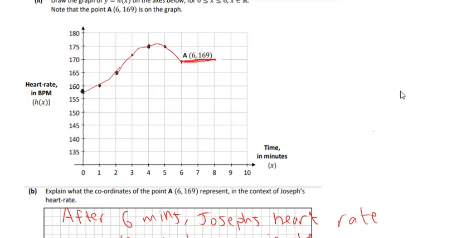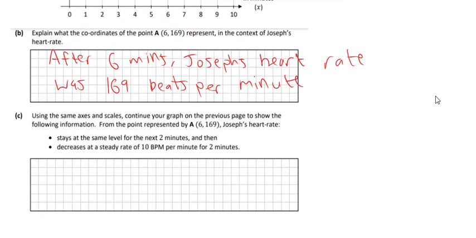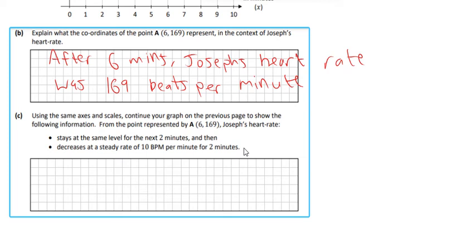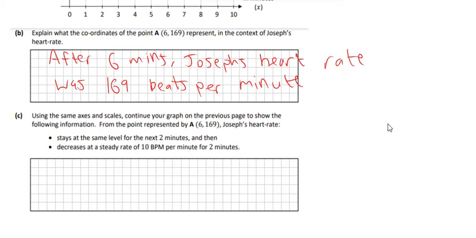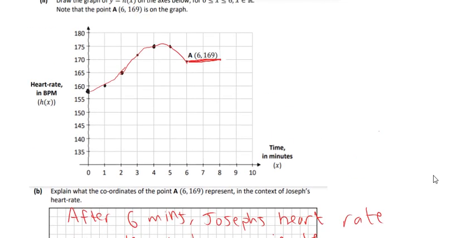And then the last bit, it goes down. What did it say again? Yeah, it decreases at a steady rate of 10 beats per minute, so per minute for 2 minutes. For the next minute, it's going to go down by 10. By the time we get to 9 minutes, it'll have gone down by 10, and then it'll go down by another 10, so it'll go down to 160 there. And for the next minute after that, it's going to go down by another 10 as well. That's what per minute means. So put a point on that as well. It should really be a straight line. You could draw that down with your ruler.